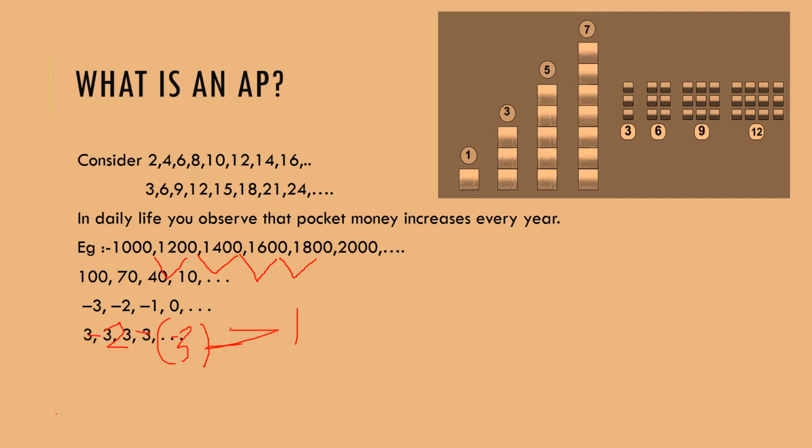Now see, if I talk about this series, here all the numbers are the same. That is 3, 3, 3, 3. So the difference remains the same, that is 0. So I have taken one example where the difference is 0, one example where the difference is negative, and one example where the difference is positive. So in AP, the difference can be positive, negative, or 0 also. No matter what the difference is, if it remains constant, it is called an AP, that is arithmetic progression. So all these examples constitute arithmetic progression.